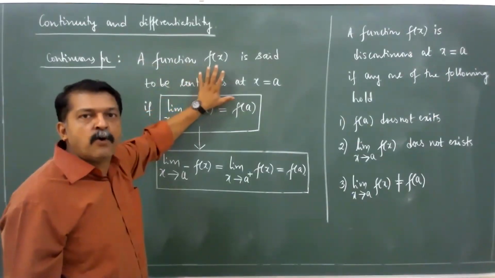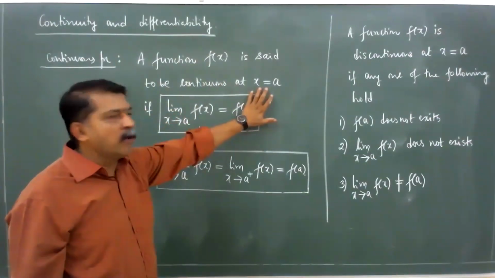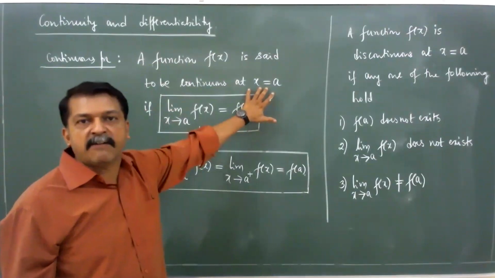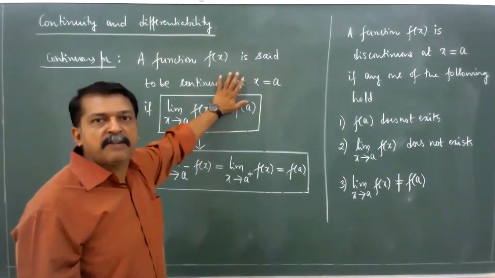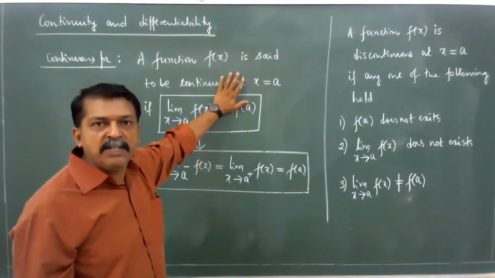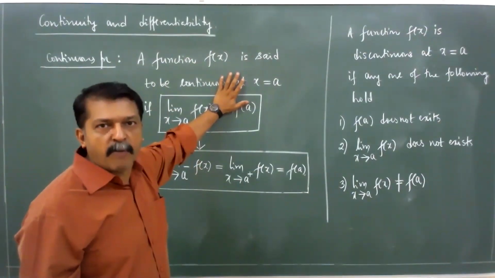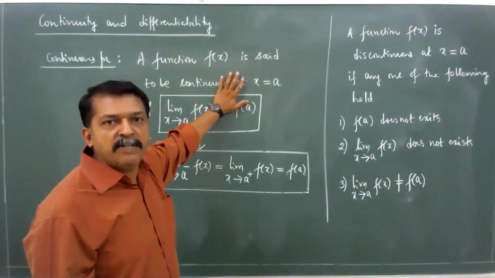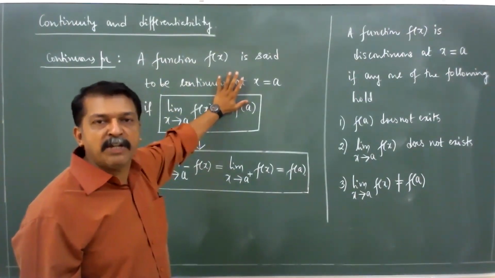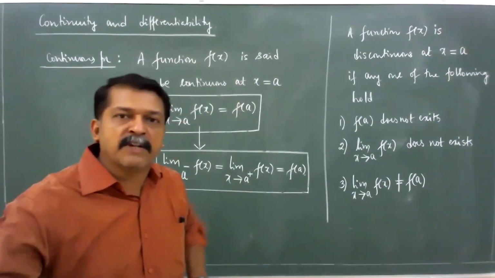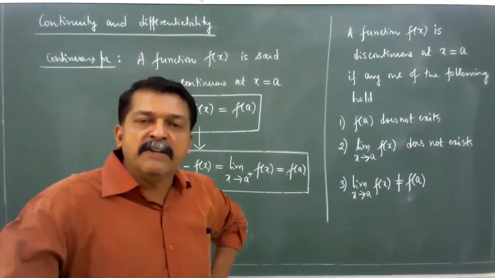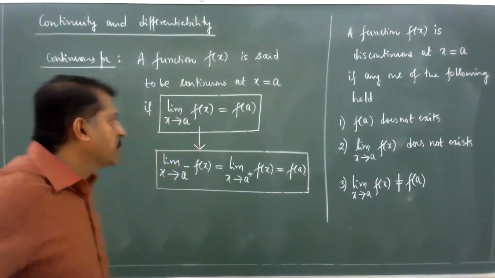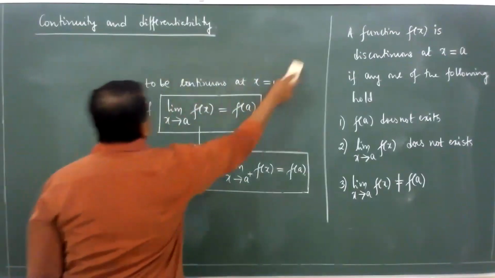Suppose this definition holds good for all the points in a given domain. Suppose I take the domain as the set of real numbers. If this definition holds for each and every point in the domain, that is real numbers, then in general we say that the function is continuous. We don't mention any point. If I say the function is continuous, that means it is continuous at each and every point in the domain. Okay, that is the general definition.